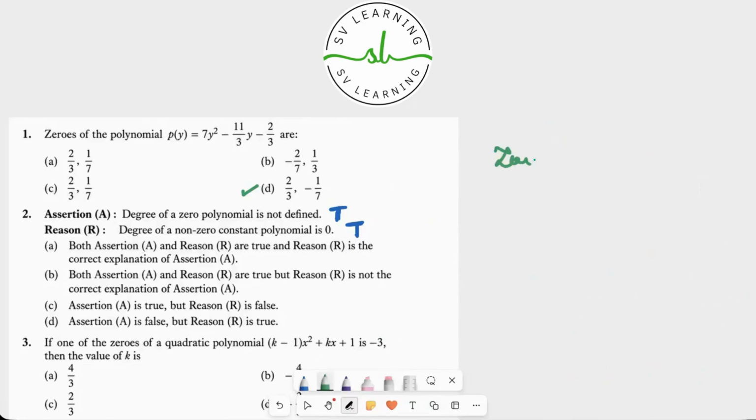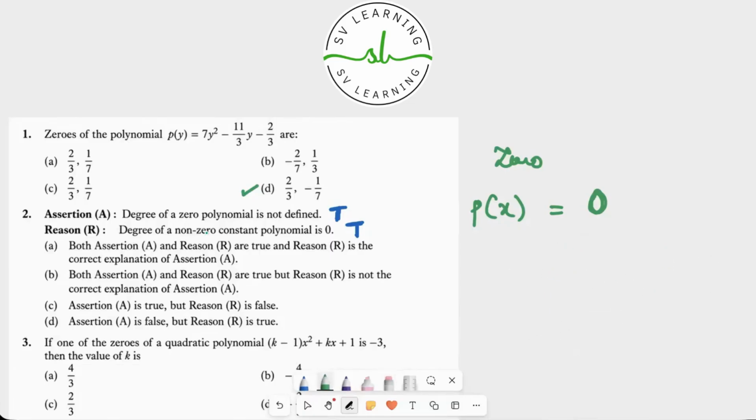A zero polynomial means if your p(x), p(y) or whatever is 0, then getting an output of 0 can be with any degree. It can be x to the power 3. It can be x to the power 2. So anything that gets multiplied with 0. So basically we cannot specify in particular what degree the polynomial will be. So that is why the degree of the zero polynomial is not defined.